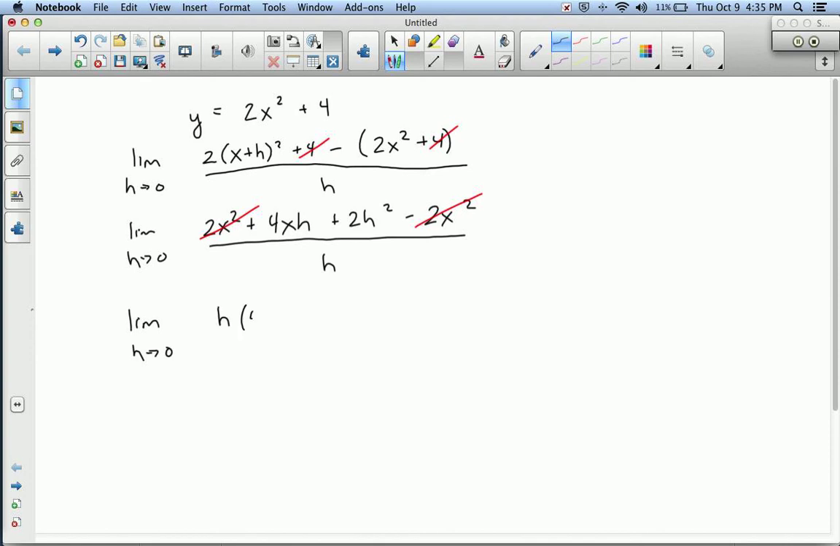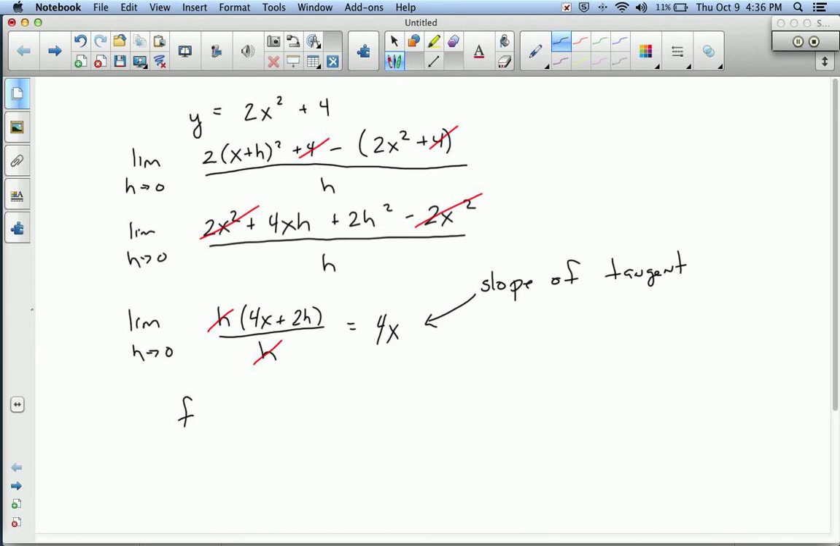So I get h times (4x plus 2h) over h. Now I can cancel my numerator h with my denominator h, so I have no issue anymore as far as taking a limit. I can plug 0 in for h and I get my derivative of 4x. So this is the slope of the tangent line. At any point, every point on this curve has a tangent line with a slope of 4 times the x value.